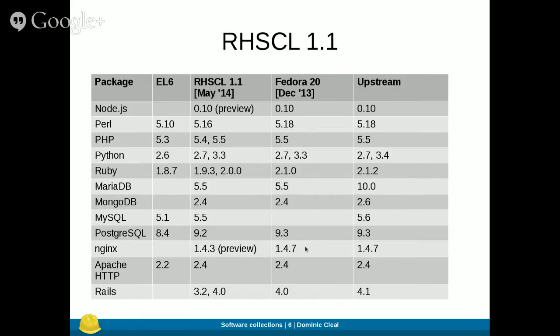An interesting point about RHSCL for Foreman is it not only ships Ruby, but it also ships Ruby on Rails. So the Ruby 193 collection that we rely on in Foreman today ships Ruby 1.9.3, but in the same collection, it adds Ruby on Rails. This is the web framework we use to build Foreman. So we have 3.2 and we have 4.0 available too.